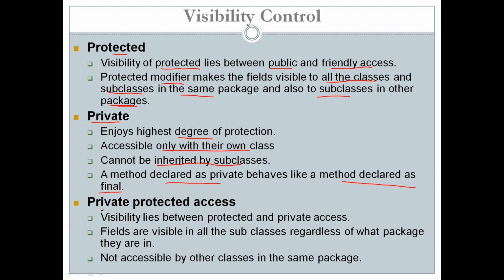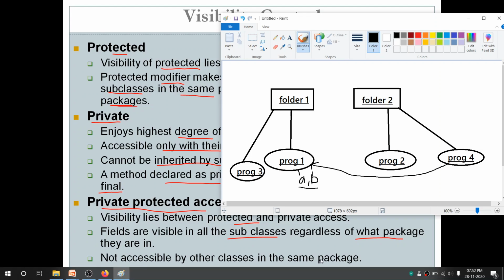Okay, then we have the next level of protection. In case of private, it is not accessible in any other classes, remember. Only in the class in which you declare it, there itself it is accessible. Then private protected, as the name suggests, lies between private and protected. Visibility lies between private and protected access. Fields are visible in all subclasses regardless of what package they are in, and not accessible by other classes in the same package. Now, what does it mean?